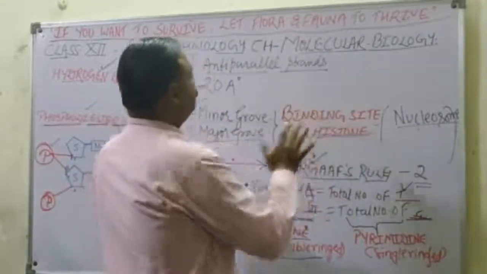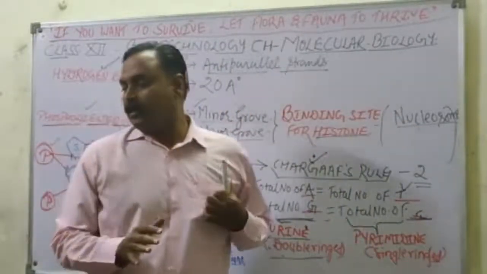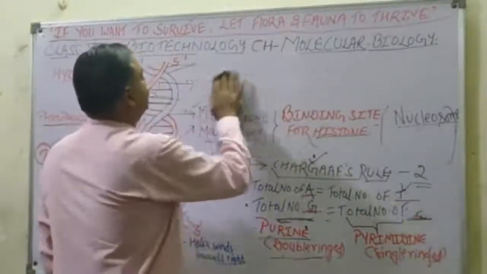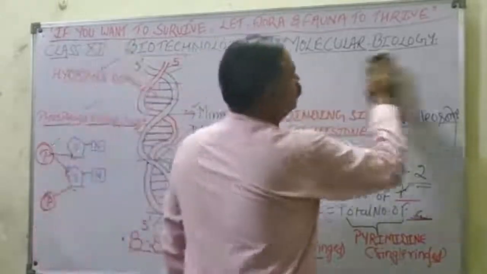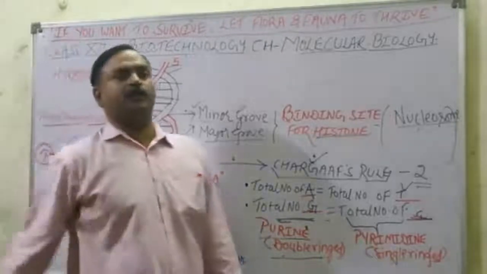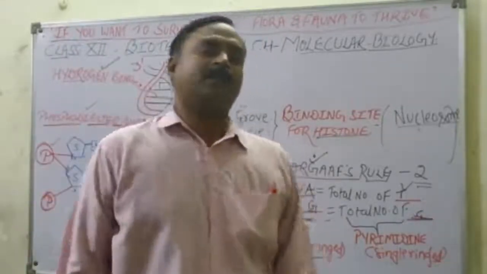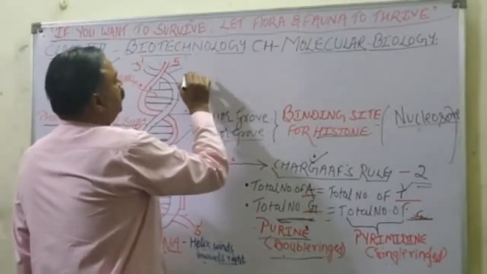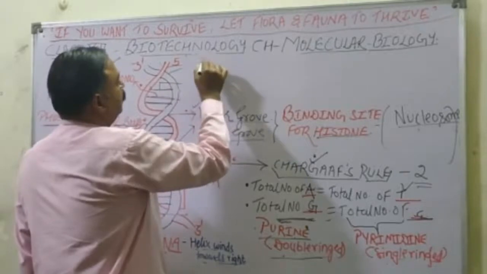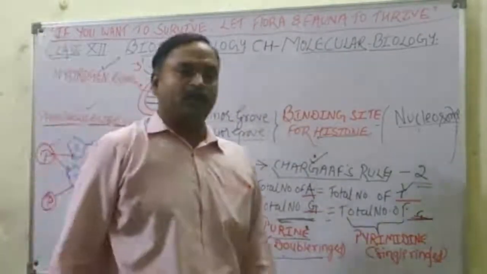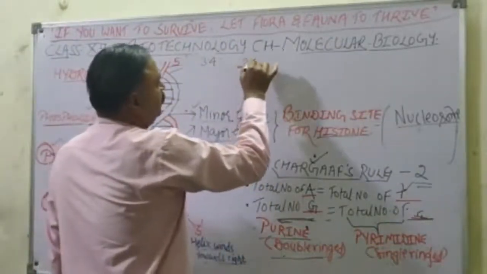In class 12, children, numericals are asked on the length between two nucleotides. I will give you the idea of the numerical which is asked. In MCQ they can be asked. In NCERT, if the distance between two nucleotides is 3.4 angstrom, or the length between two nucleotides is 3.4 angstrom unit, then what will be the distance between 23 base pairs?